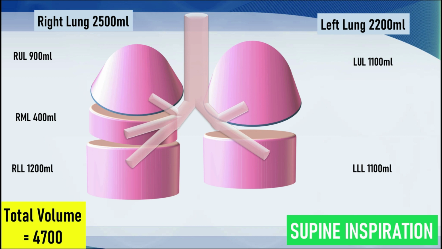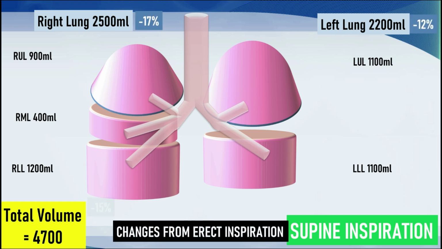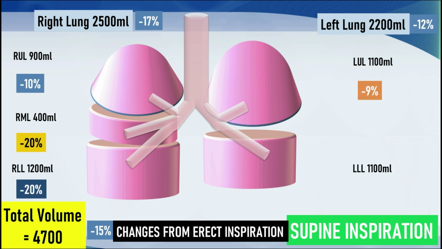The right lung volume was 2,500 mils, the left lung volume was 2,200 mils, for a total volume of 4,700 mils. And compared to the erect position here, that was about 15% less. And the major loss of volume here was principally in the lower lobes again. So when you take a deep breath in, you lose volume principally from the lower lobes, and when you lie flat and take a big deep breath in, the loss of volume versus the erect position is mostly in the lower lobes.